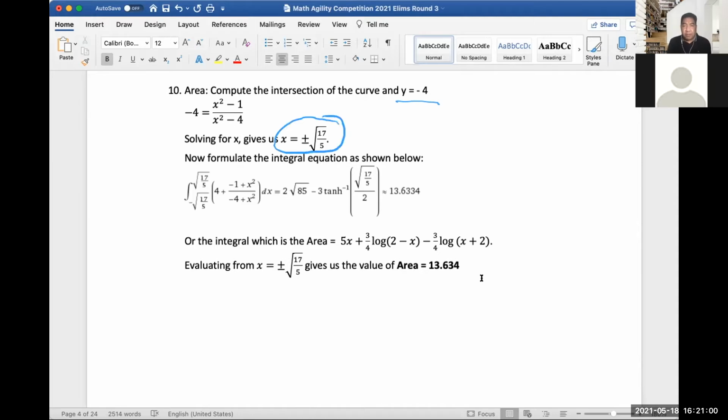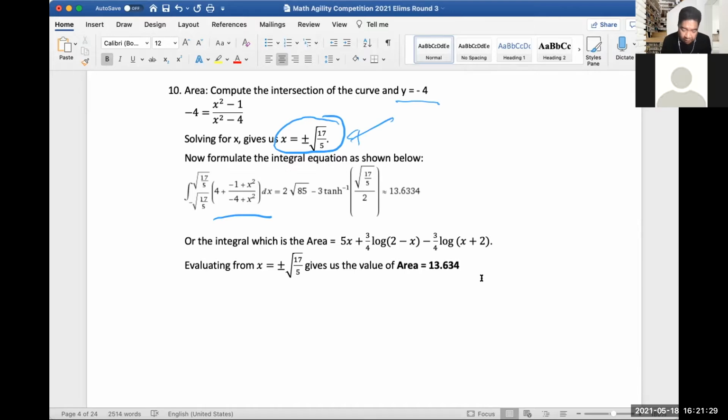So to solve the area, we will get the integral of this function, 4 plus negative x plus x squared over negative 4 plus x squared dx. And our limit is the one that we solved, from negative square root of 17 over 5 up to positive square root of 17 over 5.